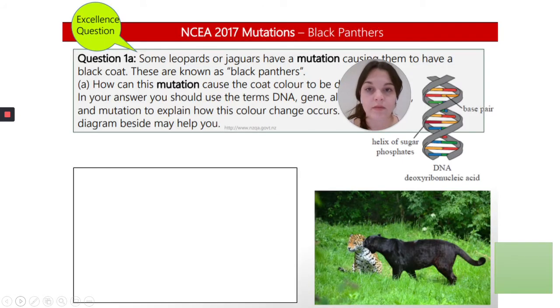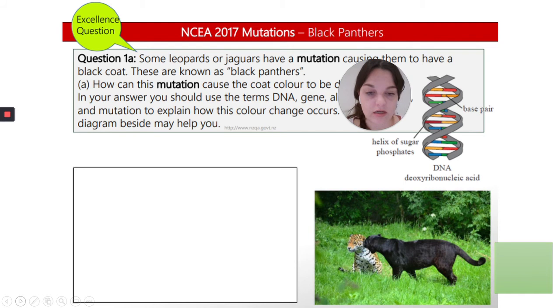Okay, a past question that my face is completely covering. Some leopards, this is following on from last lesson, some leopards or jaguars have a mutation causing them to have a black coat. These are known as black panthers. How can this mutation cause the coat colour to be determined? In your answer, you should use the terms DNA, gene, allele, and mutation.